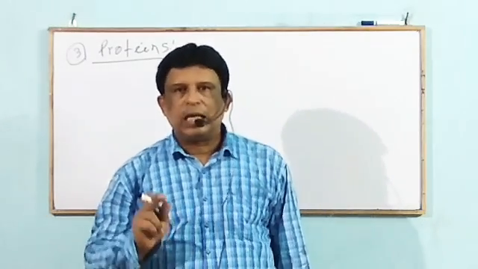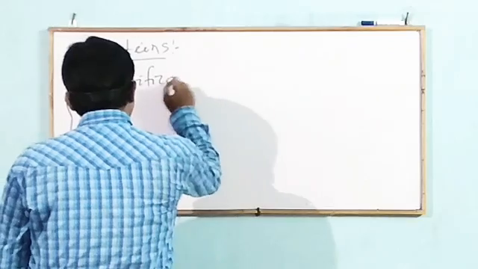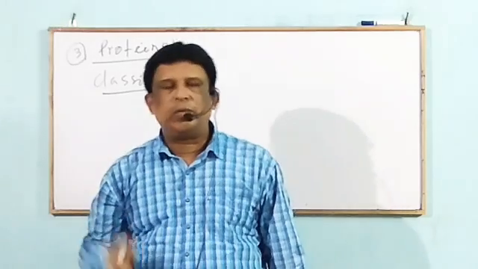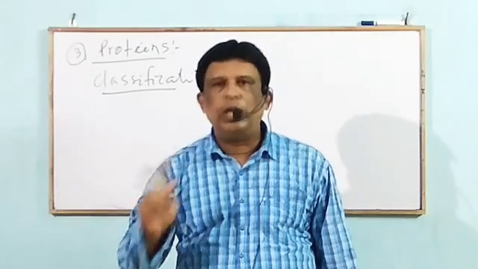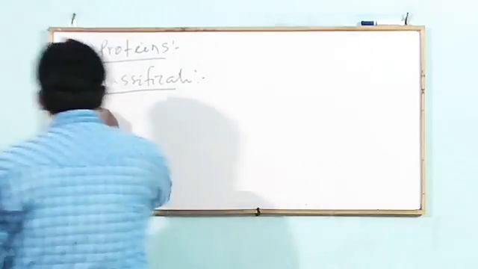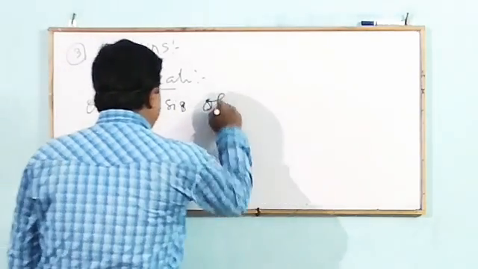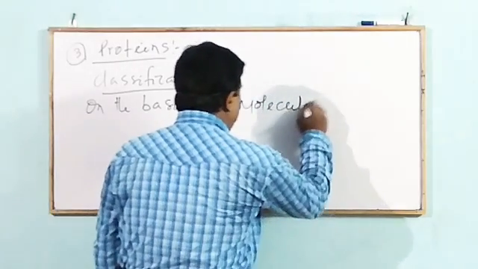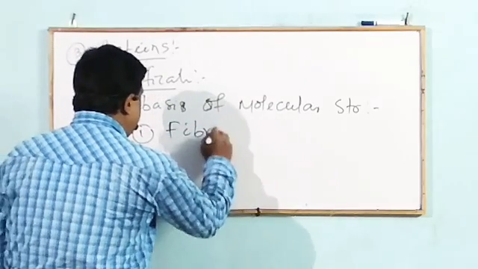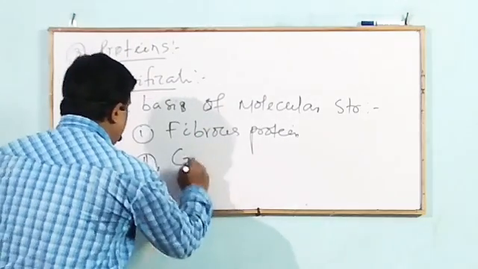Next, we discuss the classification of protein. Proteins are classified on the basis of two categories. On the basis of molecular structure, proteins are classified as, point 1, fibrous protein, and point 2, globular protein.